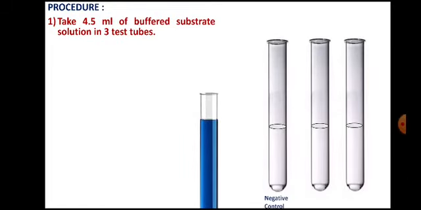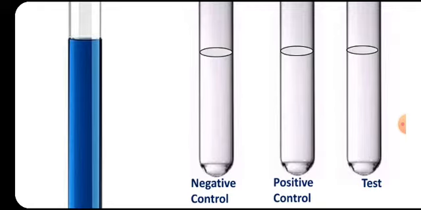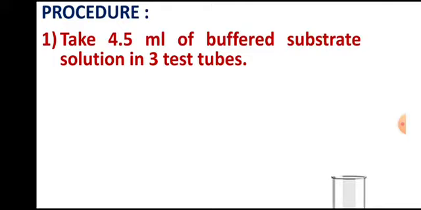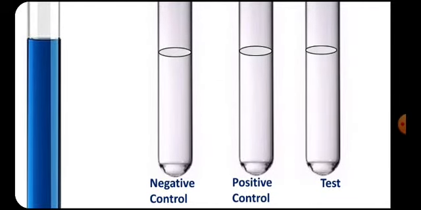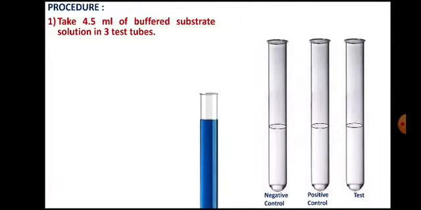Now the procedure. So you see these are the 3 test tubes. In these 3 test tubes, we have to take 4.5 ml of buffered substrate. These 3 tubes are labeled like this: negative control, positive control, and test. So accordingly we need to make additions. Initially there is addition of 4.5 ml of buffered substrate in all these tubes.